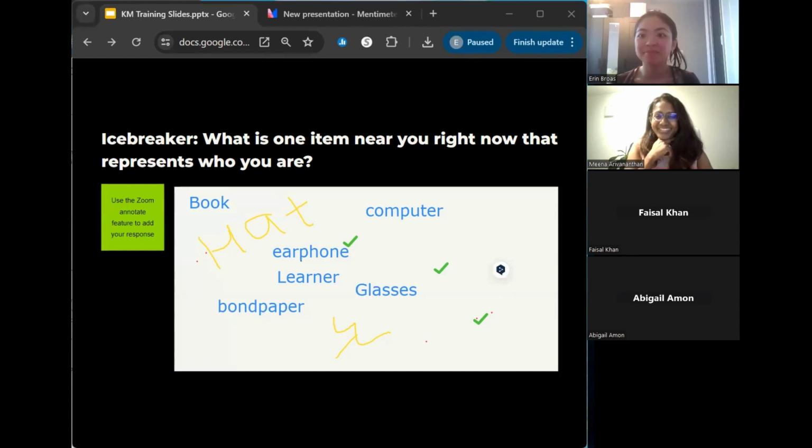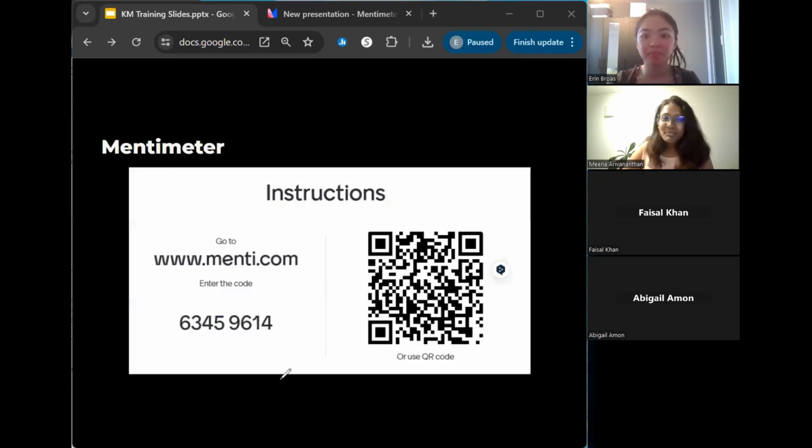So yes. Thanks, Abigail. Really appreciate your response. So thank you very much. We'll move on to a Mentimeter next. So please get your phone ready, and here are the Mentimeter instructions. Either scan the QR code or go to menti.com and enter this code 63459614. I'm going to add it into the chat box as well, just in case.